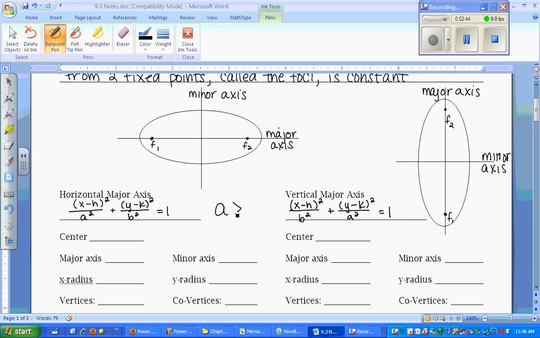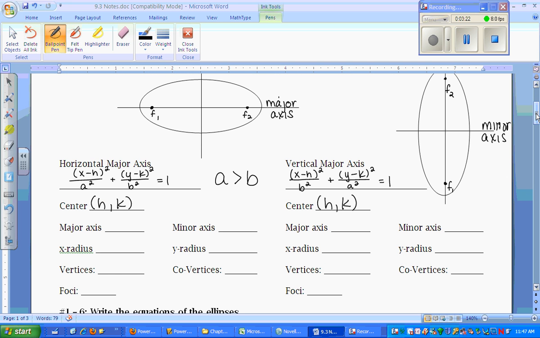And if you know that in an ellipse, and only in an ellipse, a is greater than b, you will be able to determine what the major axis is because the bigger number is always under the variable of the major axis. So for example, in your horizontal major axis ellipse, a squared is underneath x, so your major axis is the x-axis. Over on the vertical major axis ellipse, a squared is underneath y, so the y-axis is your major axis. On either of them, the center is going to be h comma k, which you should be able to relate to a parabola, a circle, point slope formula.